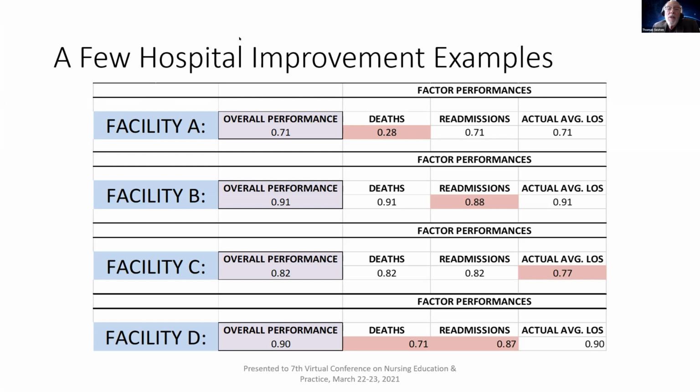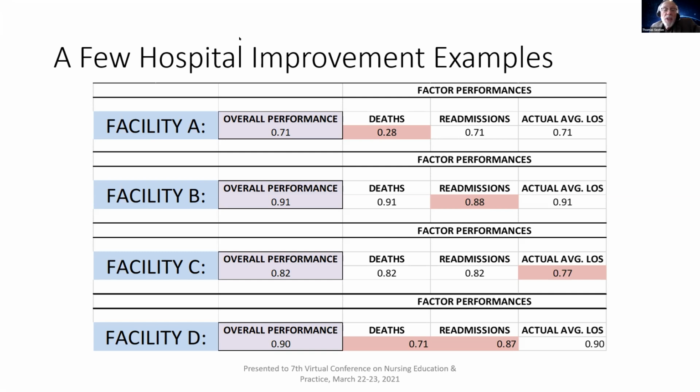And so that's an alarm bell that would go off to tell facility A that they need to do something about their death rate. Facility B looks good. It's got an overall performance score of 91%, and that's pretty much the same across the board. A little bit of a dip on the readmissions, but not anything that's worthy of concern. And so facility B is doing well. We would not be very concerned about facility B, but yes, they can still improve their performance score.